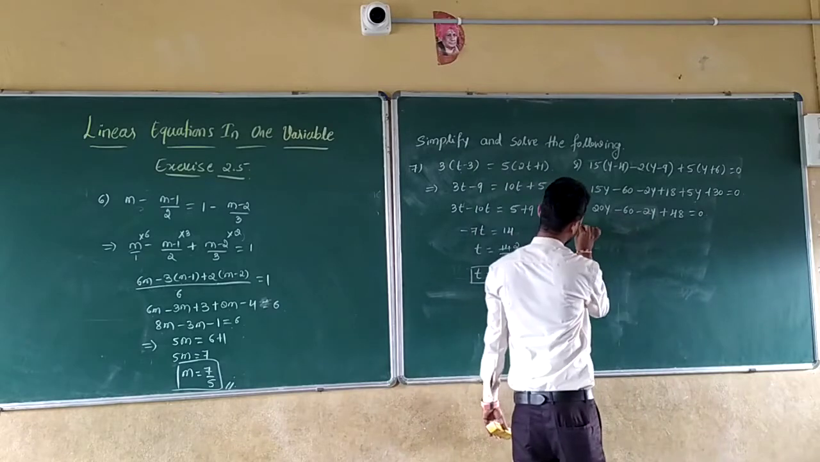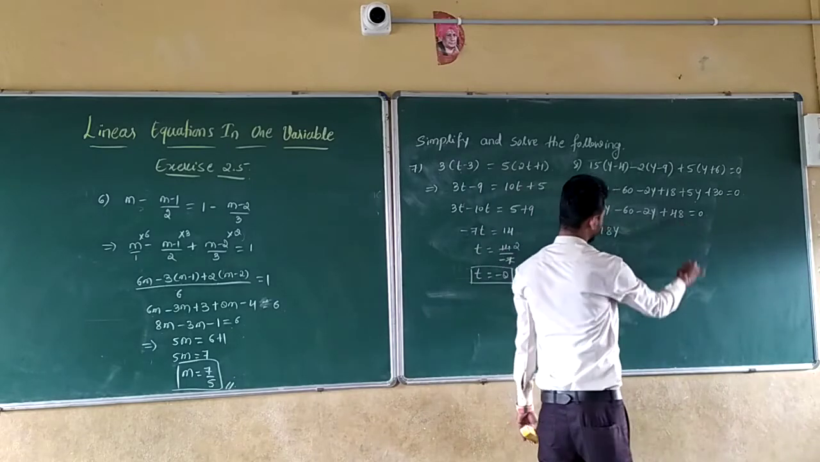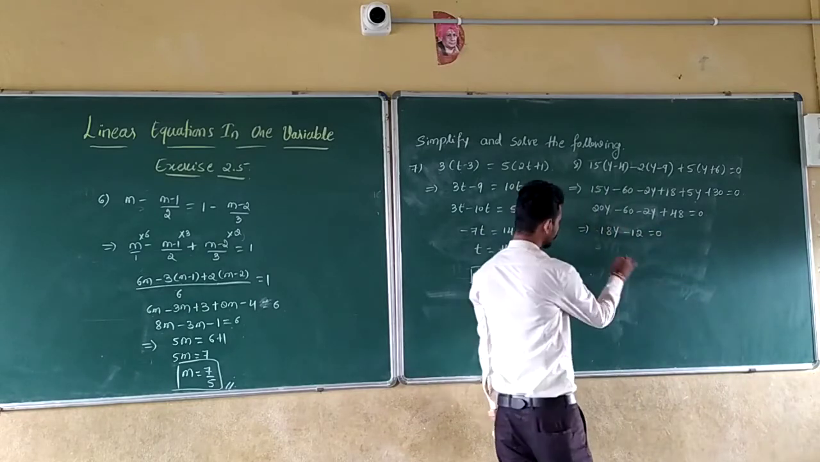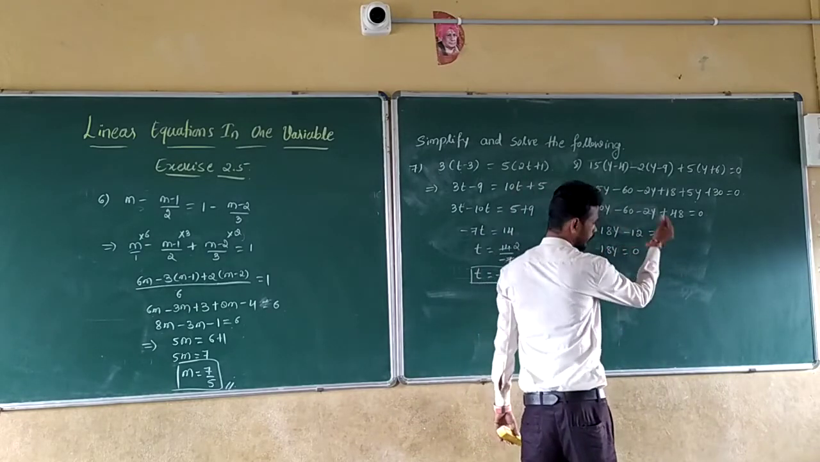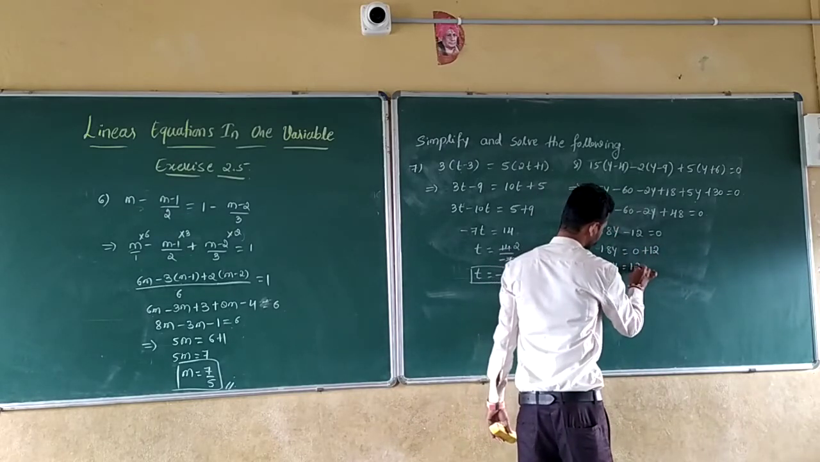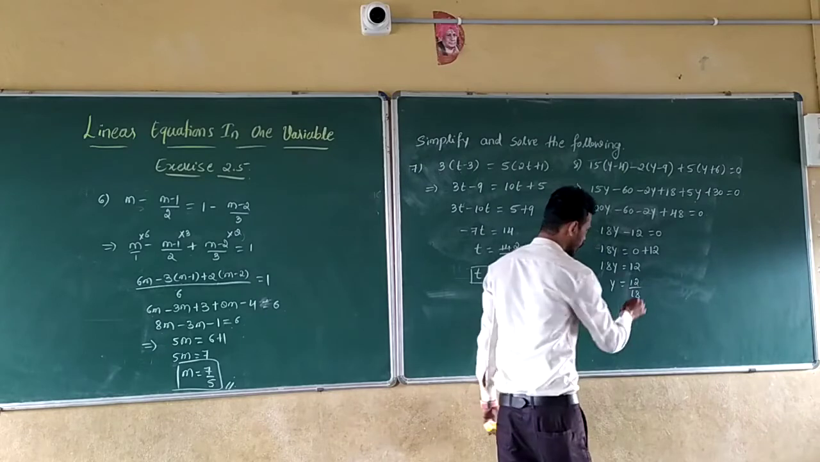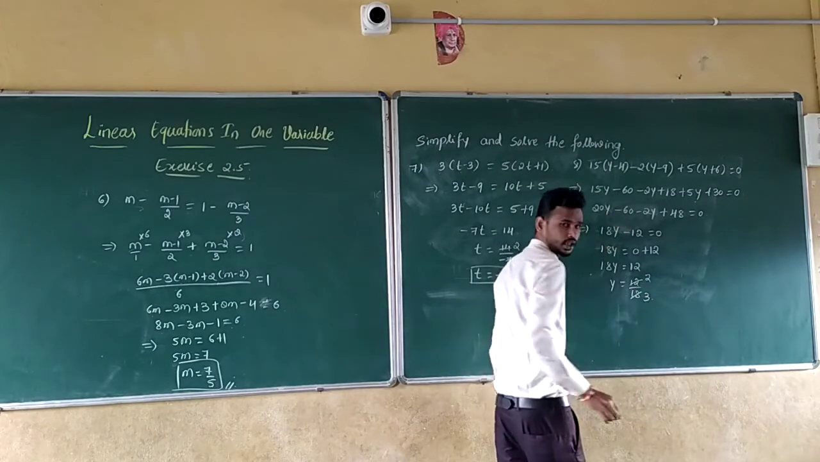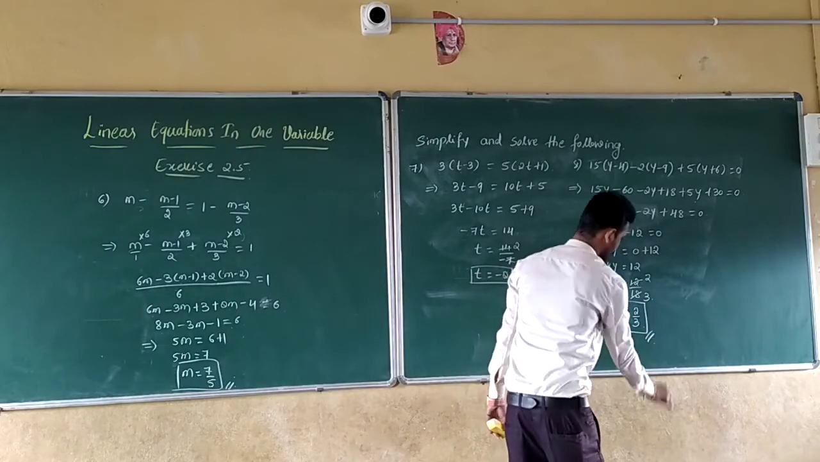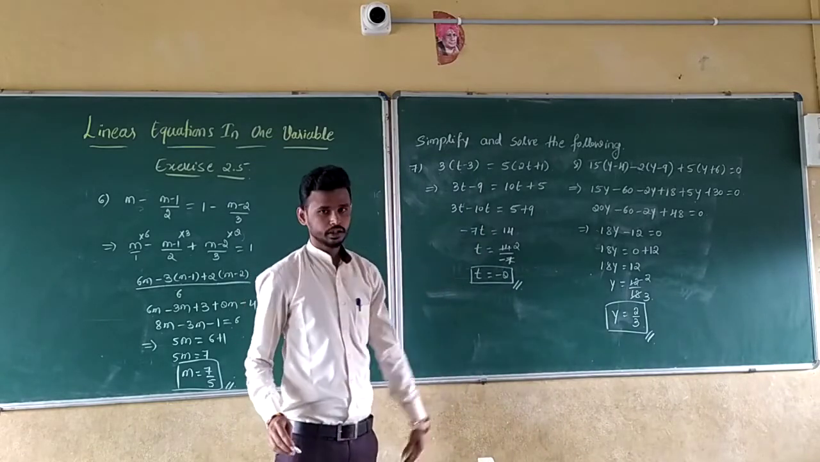Now 20y minus 2y, how much will get? 18y minus 60 plus 48. So we will get minus 12 is equals to 0. So 18y which is equals to 0 minus 12 will become plus 12. So 18y which is equals to 0 plus 12, 12. So y is equals to 12 by 18, or 6 2s are 12, 6 3s are 18, means y is equals to 2 by 3. So this is about this question number 8.